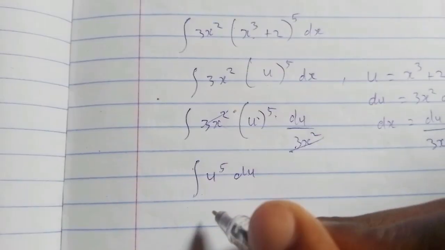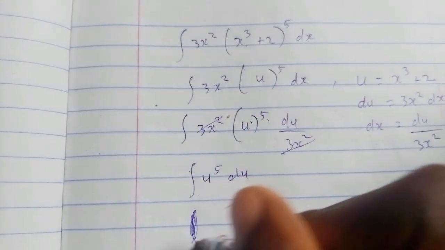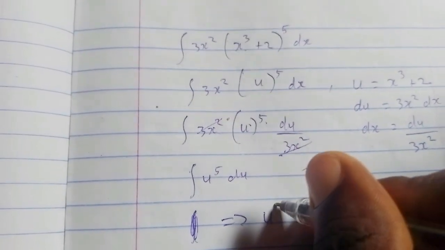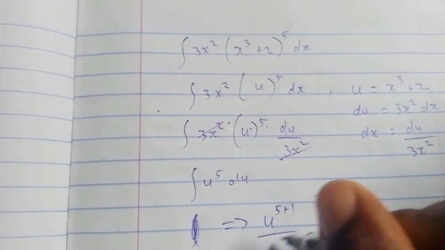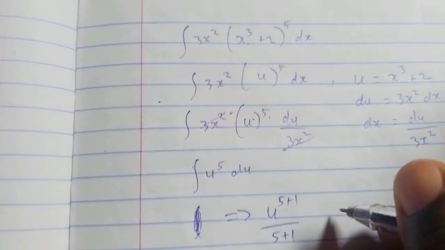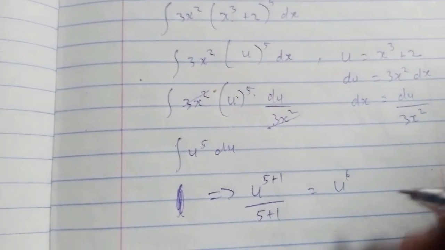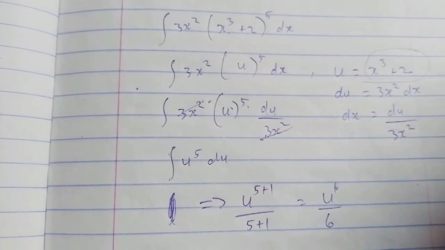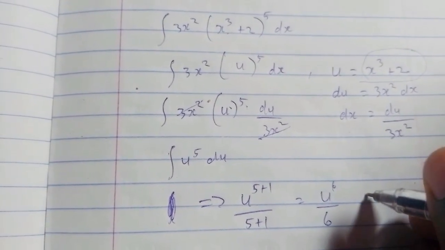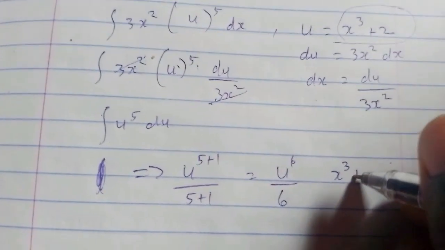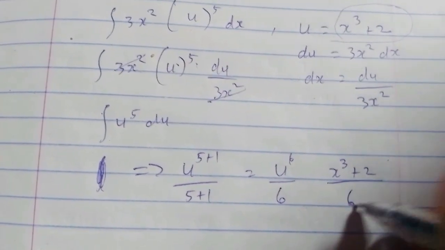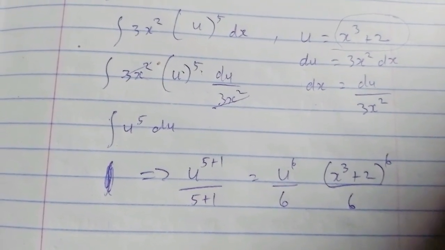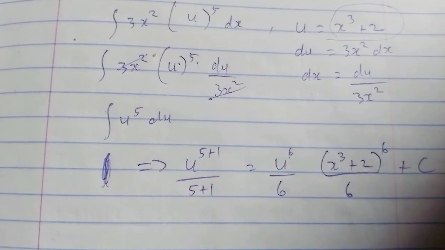And this will now give us the final answer for this. Using the power rule, it is going to be u to the power of 5 plus 1 all over 5 plus 1. And this will give us u to the power of 6 all over 6. Substituting this so that we can change the variable back to x, we have (x cubed plus 2) all over 6 to the power of 6, plus your constant, of course.